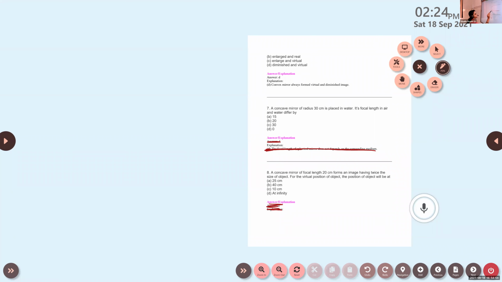Seventh question. A concave mirror of radius 30 centimeter is placed in water. Its focal length in air and water differ by 15, 20, 30, or 0 centimeter.